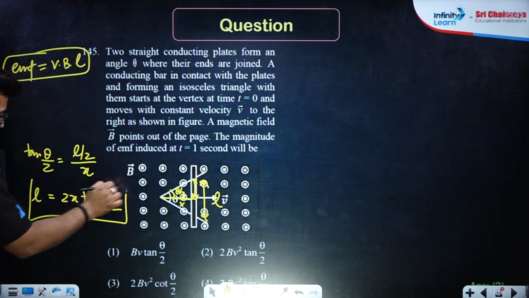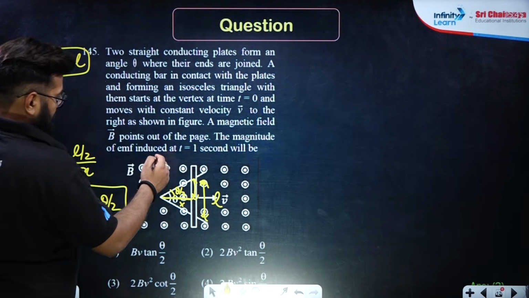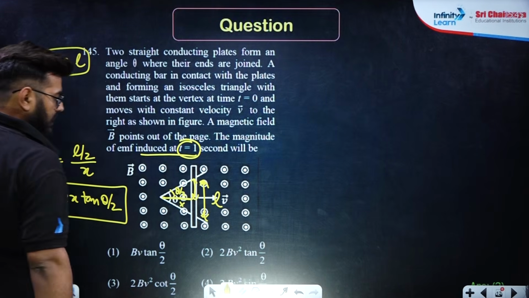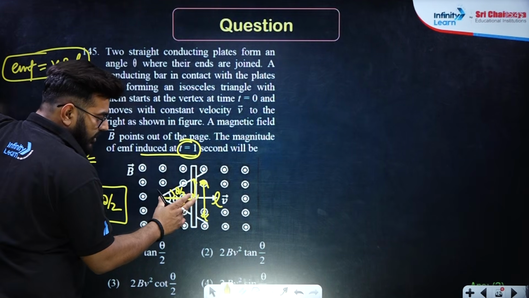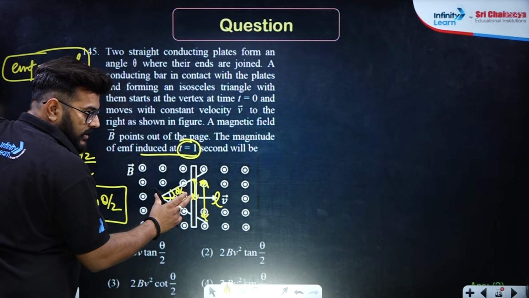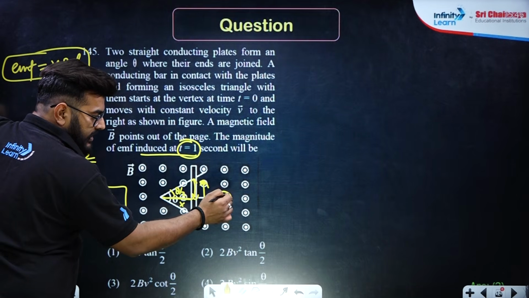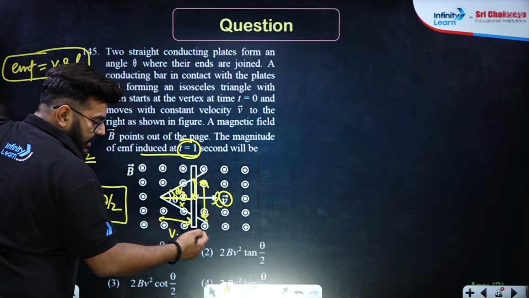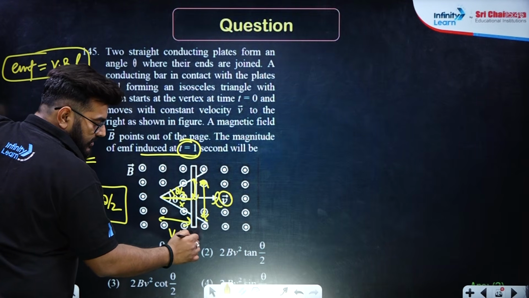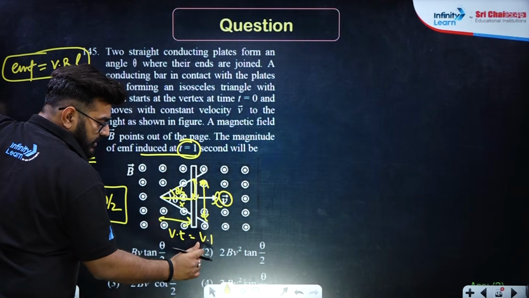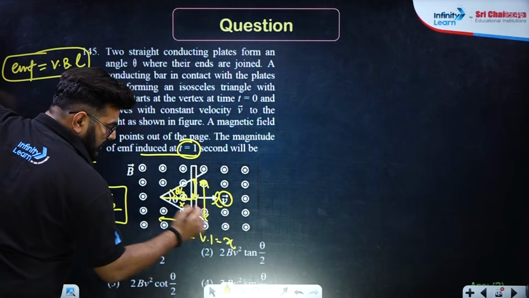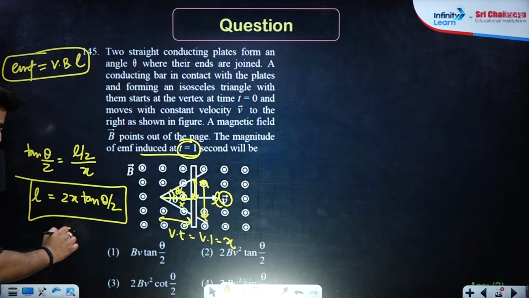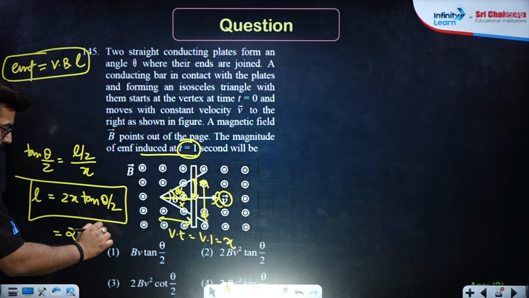Right, sir? Perfect. Now see, they're asking, I want to find out the EMF at t equals to 1. So at t equals to 1, how much this rod must have moved? Sir, it's moving with a constant velocity v, right? So in time t it will move a distance v into time, that is in 1 second it will be v into 1. So this is going to be your distance x. Please keep it over here. So it will be 2v into tan of theta by 2.